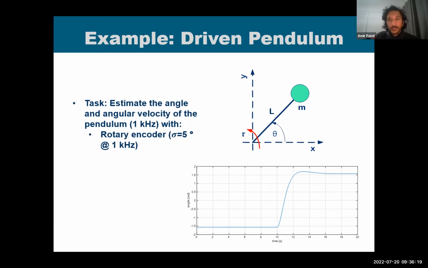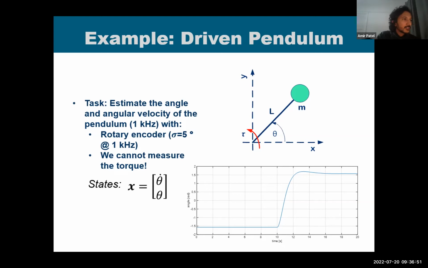Our measurement in this example is a rotary encoder. That's an angle sensor and it has an accuracy of 5 degrees. But specifically, I wanted to show this example because we cannot measure the torque being applied to the pendulum. For us as biomechanicists, we will never be able to know exactly the magnitude of the torque activated, say, on an animal, right? So we need to do some tricks, and I'll show you in a bit how we do that. Again, here the state is just going to be the angle and the angular velocity.